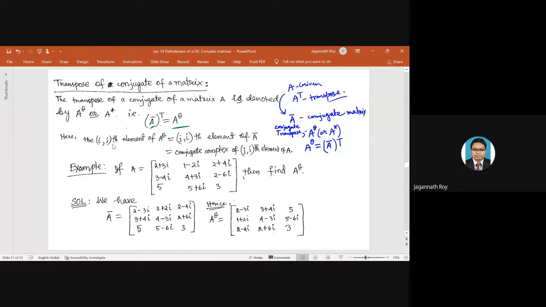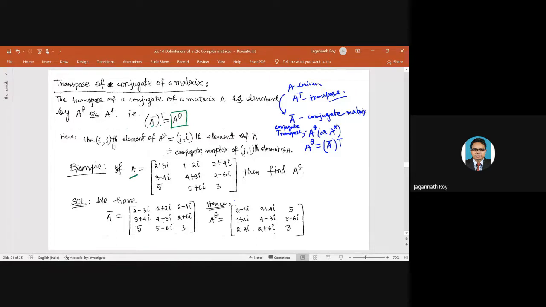Sometimes it is denoted by A theta, not A to the power theta. It is just a notation. We call it A theta. And the definition is, first we take the conjugate and then we transpose it. Okay, so this is just a simple task.